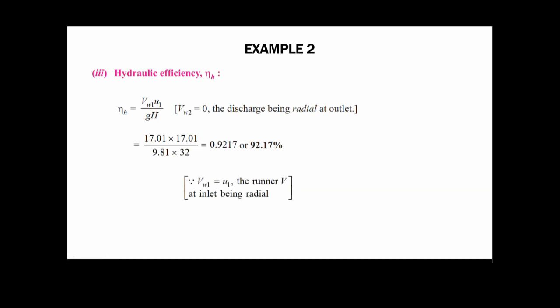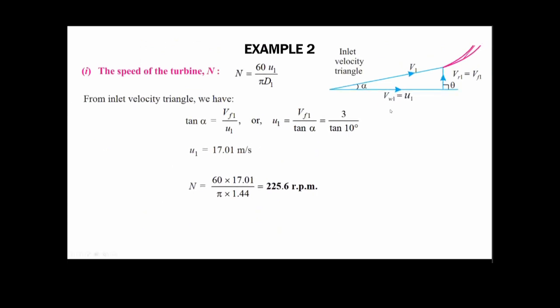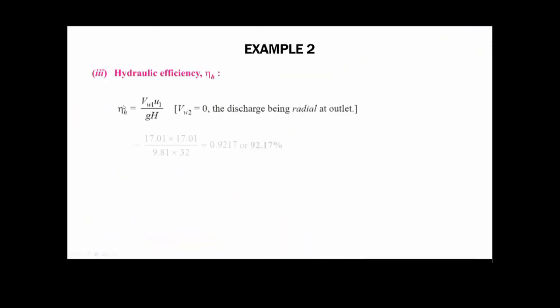VW1 is equal to U1, because it's radial. If we look back to this triangle, VW1 is equal to U1.